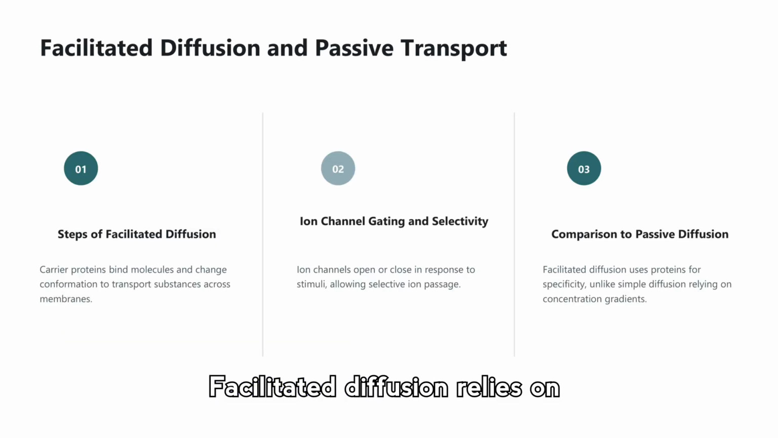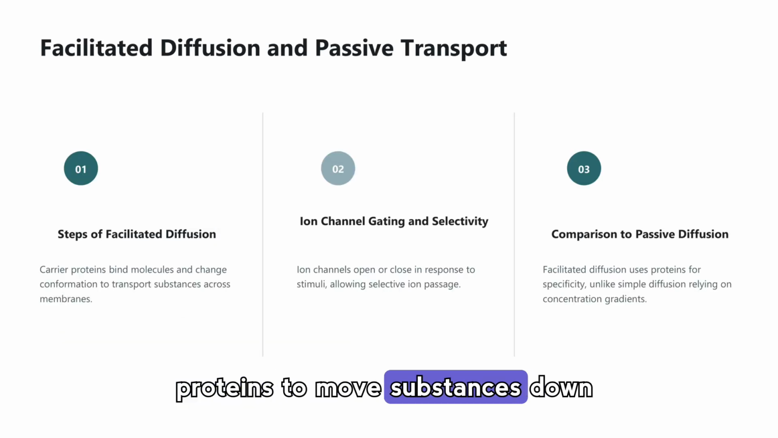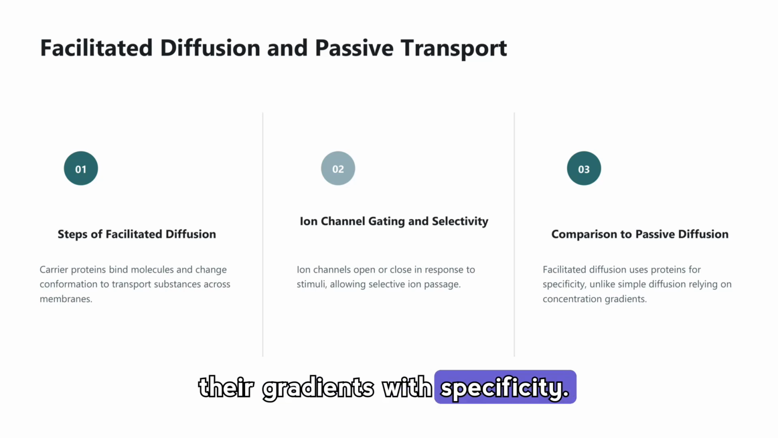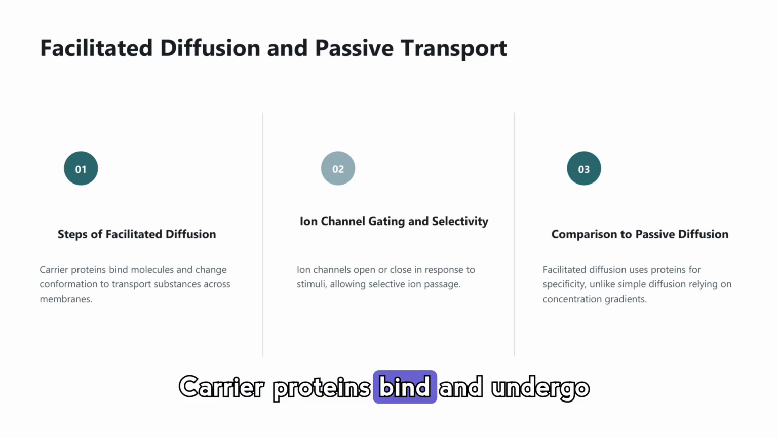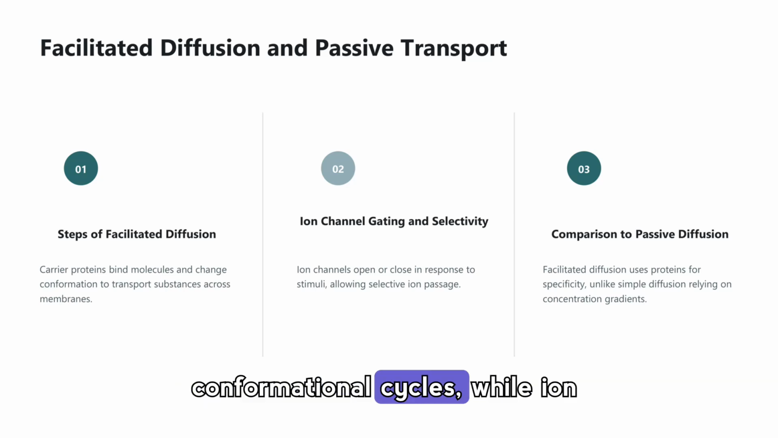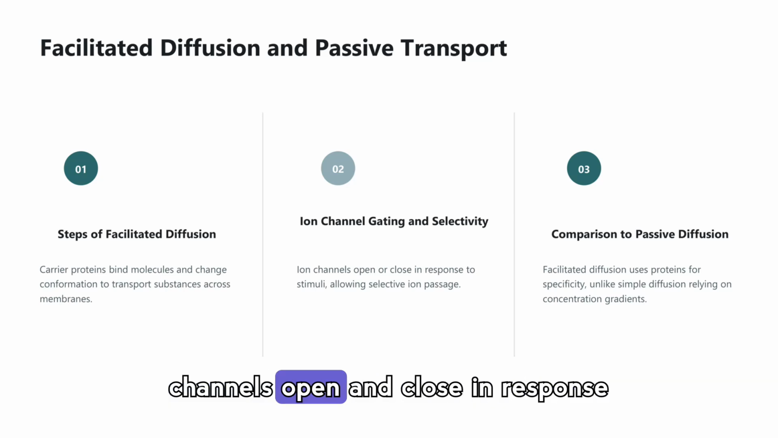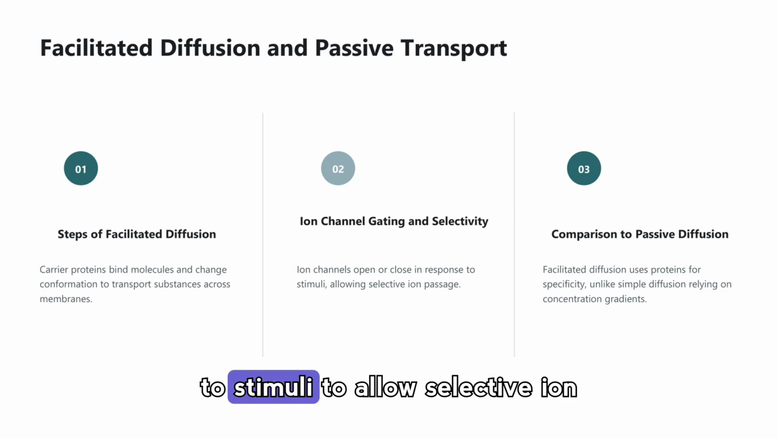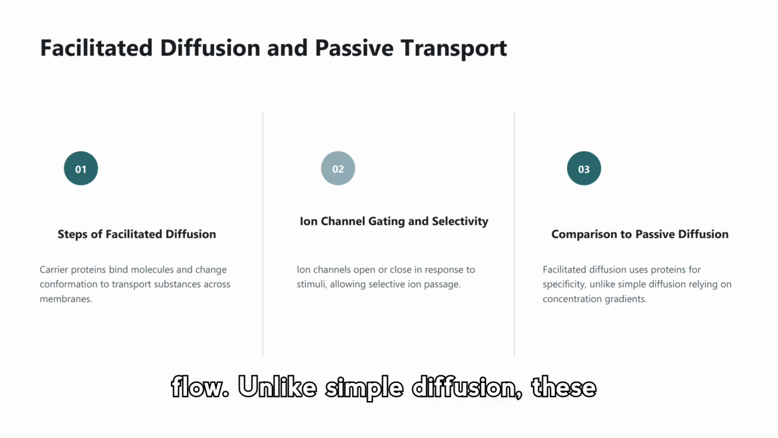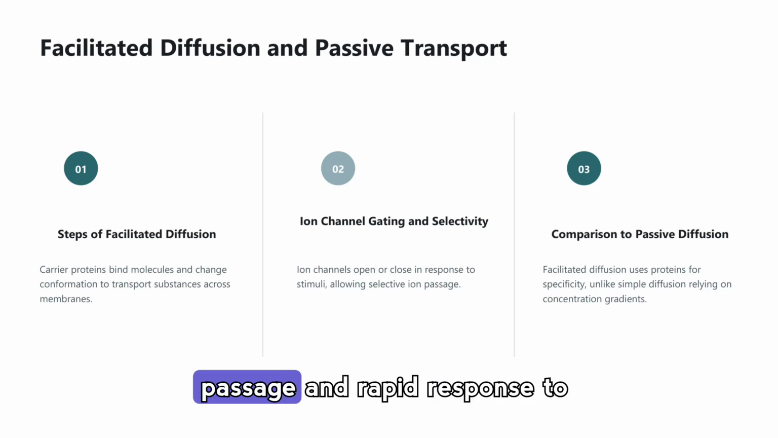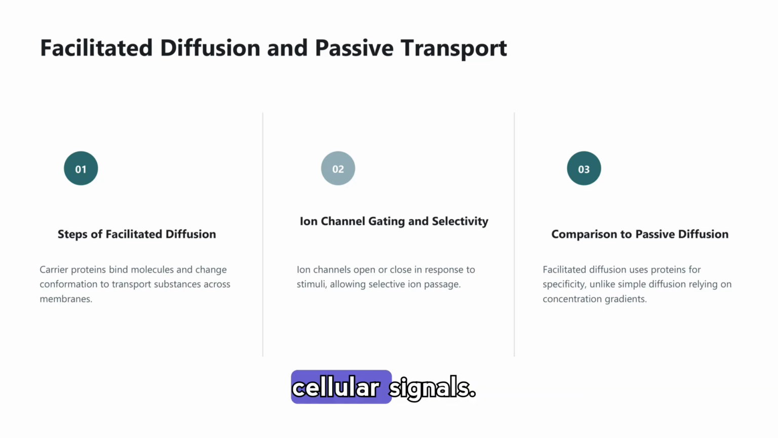Facilitated diffusion relies on proteins to move substances down their gradients with specificity. Carrier proteins bind and undergo conformational cycles, while ion channels open and close in response to stimuli to allow selective ion flow. Unlike simple diffusion, these processes provide controlled passage and rapid response to cellular signals.